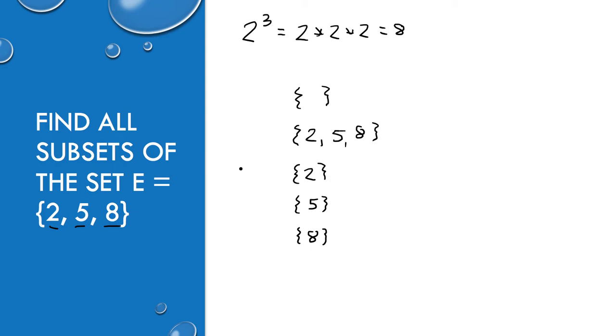We also will have subsets that have 2 elements. So let's choose 2. We could have 2 and 5. Now understand that 2 and 5 is exactly the same set as 5 and 2, so you don't want to list it twice. We could also have 2 and 8, same as 8 and 2. Or we could have 5 and 8, or 8 and 5. So we now have our 8 subsets of that original set.